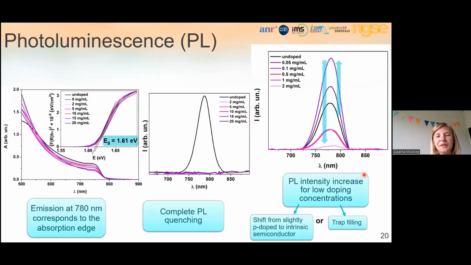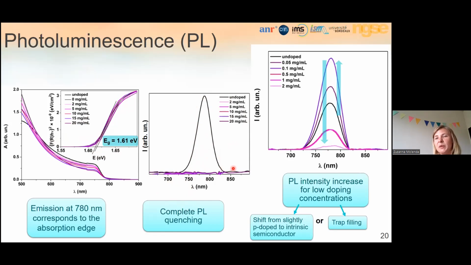Other key properties, just like bandgap, were also measured from the UV-vis spectra. And this is also typical for MAPI and didn't change upon doping. Photoluminescence occurs at 780 nanometers, which is also typical for MAPI. And also we observe a complete quenching of the photoluminescence signal for all the doping concentrations that we discussed so far.